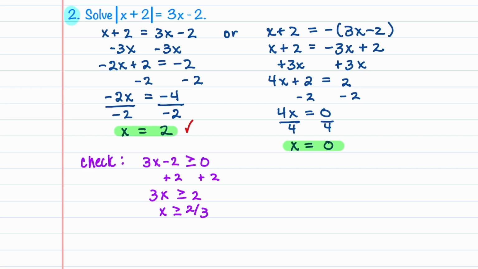x is equal to 2, definitely greater than or equal to 2/3, so we'll put a check. That is a solution. And now let's look at x is equal to 0. 0 is not greater than or equal to 2/3. It's less than 2/3. So we're going to put a red X here. This is not a solution. So this was a problem where we had an equation that has only one solution. And the other solution that we thought was a solution is actually what we call an extraneous solution, and it's not included because it's not actually a solution.